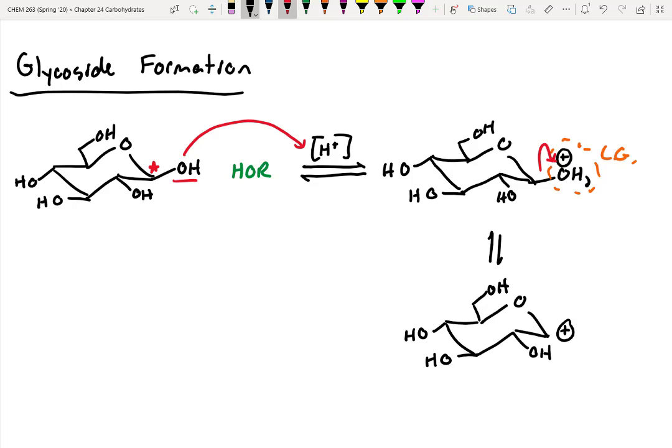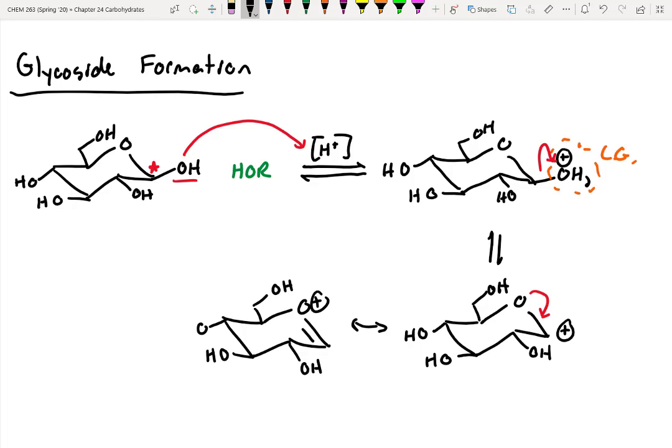However, the nice thing with this is we can resonance stabilize it and delocalize that positive charge to the neighboring oxygen. So that's why that alcohol is always shown. It's not that the other ones don't react, it's that this one leads to a stable carbocation intermediate. So we've got both of these resonance structures, and in this case, the one on the left is actually the major contributor because it has complete octets on every atom.